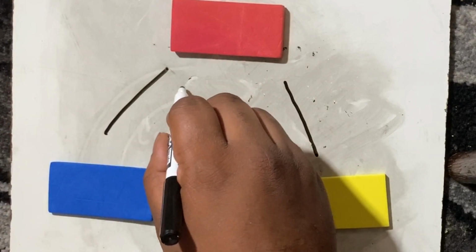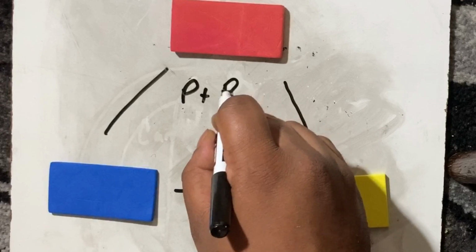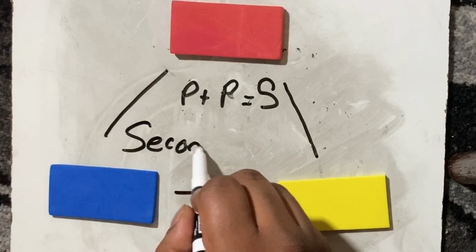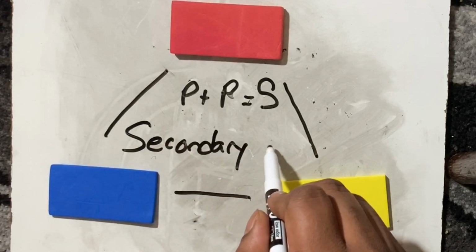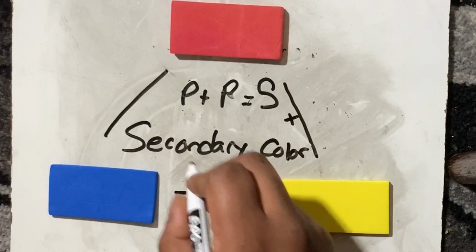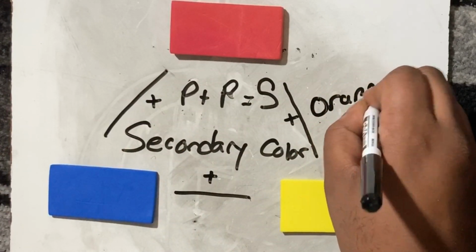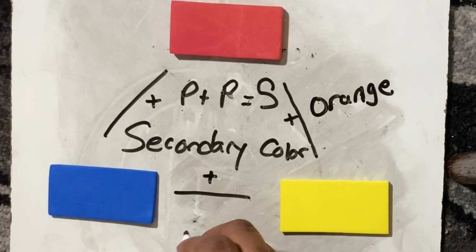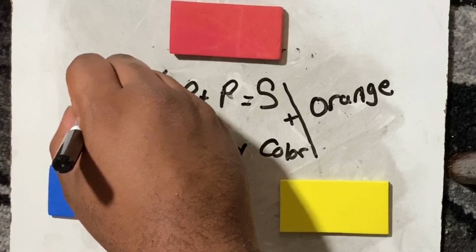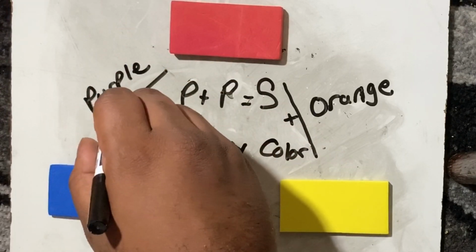If you wanted to take it a step further, you could mix 2 primary colors and it would give you a secondary color. We show that using the equation P plus P equals S, and S just stands for secondary color. By mixing any 2 primary colors, they will give you a very specific secondary color. So when you mix red and yellow, you'll always get orange. If you mix blue and yellow, you'll always get green. If you mix blue and red, you'll get purple, or as we like to call it sometimes, violet.